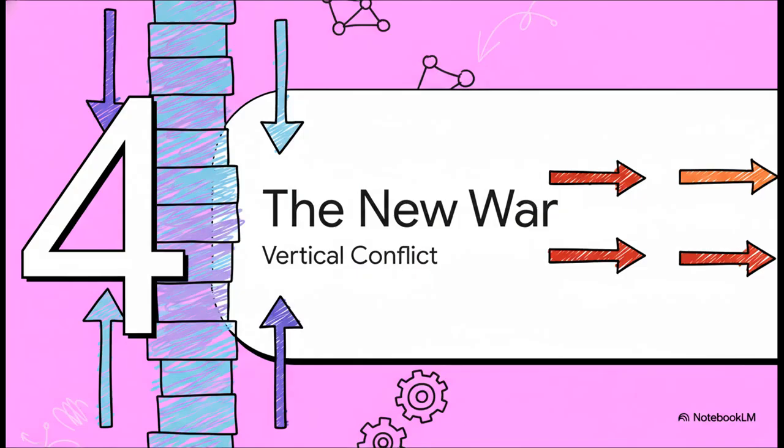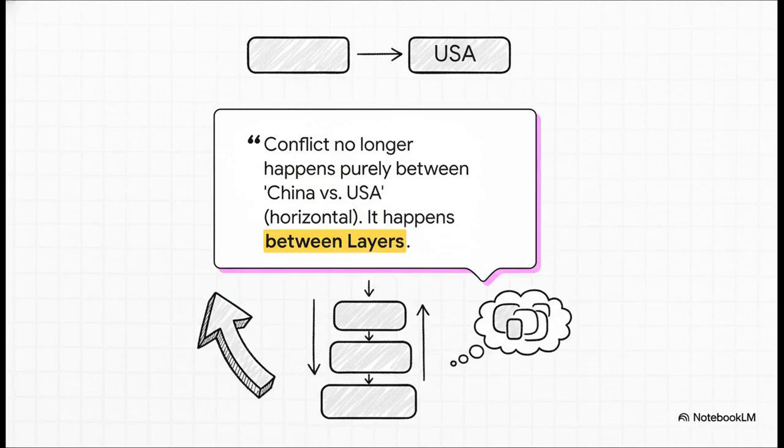Now here's where it gets really interesting. This new model doesn't just give us a new map, it completely flips the script on how we think about conflict. Because if power is a vertical stack, then the most important fights aren't just happening horizontally between countries anymore. Nope, they're vertical. They're fought between the layers themselves. And this brings us to the absolute core idea of this whole theory. Get this. Conflict no longer happens purely between China versus USA, horizontal. It happens between layers. That's it. That is the revolutionary concept at the heart of the stack.